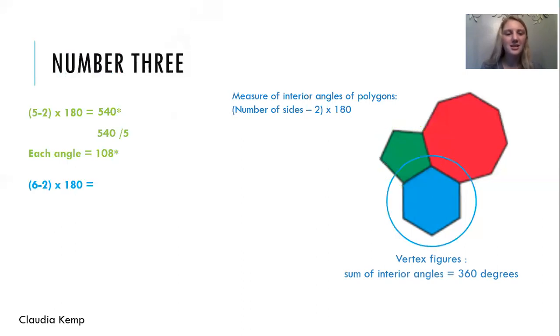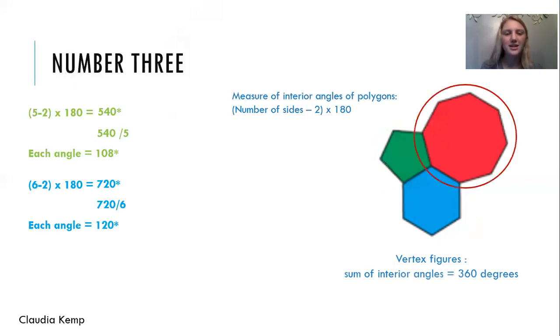Moving on to the hexagon, which is 6 sides. 6 minus 2 times 180 is 720. Divide that by 6, and we get that each angle is 120 degrees. Moving on to the octagon. 8 minus 2 times 180 is 1080. 1080 divided by 8 is 135 degrees. So each angle of an octagon is 135 degrees.